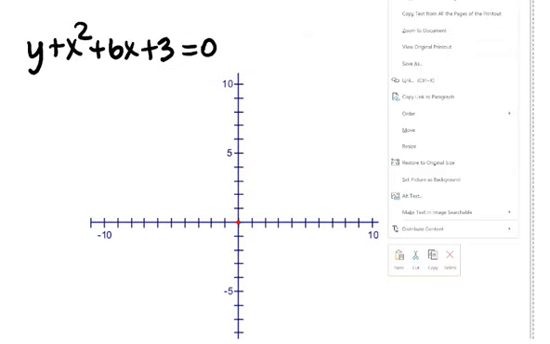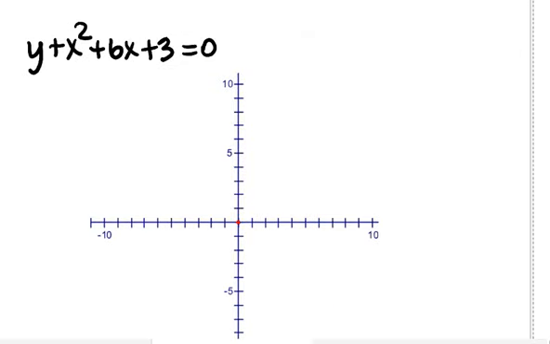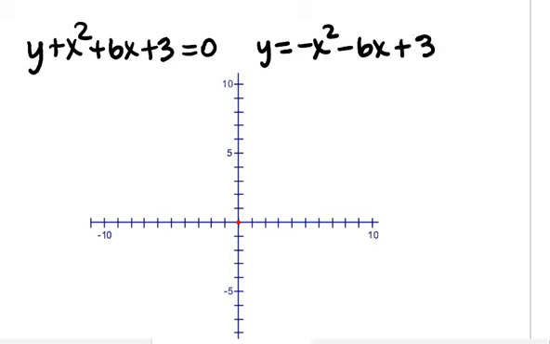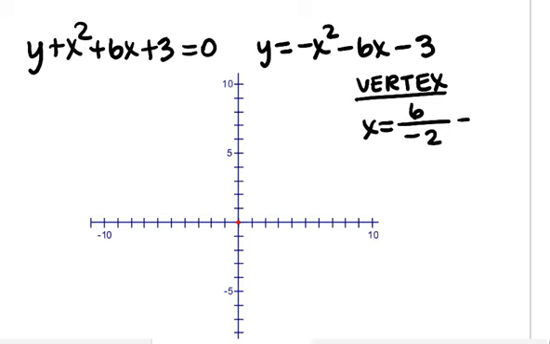Okay, and here we've got an equation that's given implicitly. It's not just y equals. So when that happens, I need to solve for y. So I'm going to say that means that y equals negative x squared minus 6x plus 3. All right. And the first order of business is find the vertex. Well, the x-coordinate is definitely negative 3. The vertex of this thing, x equals negative b, which is positive 6, over 2a, which is negative 2, which is negative 3.